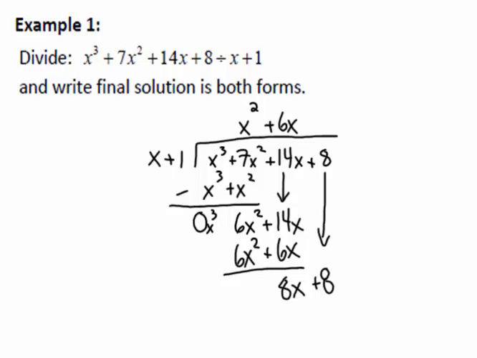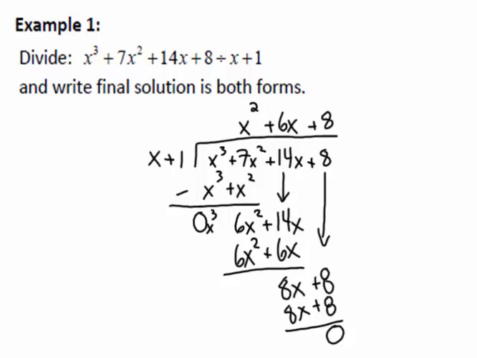How many times will 8x get divided by x? And of course, we'll just have an 8 right here. And if we do our multiplication, we get 8x plus 8, and final answer here of 0. Now that allows us to do the long division. But now we want to write this solution in our two forms.